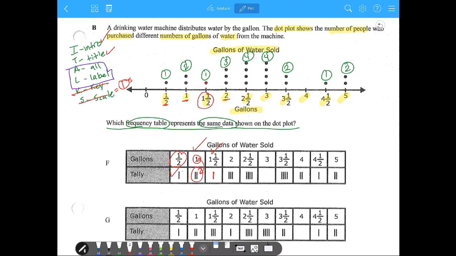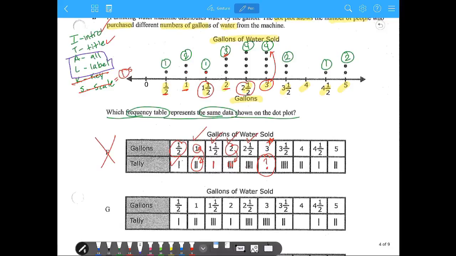In 2 gallons, there should be 3 sticks. So here's 2 gallons. 1, 2, 3. Check. In 2 1/2, there should be 4. 1, 2, 3, 4. Check. In 3 gallons, we should have 4. And as you can see here, there's nothing there. So letter F was good so far, but because of this part, it made it wrong. It has nothing for the number 3. So let's move on to letter G.